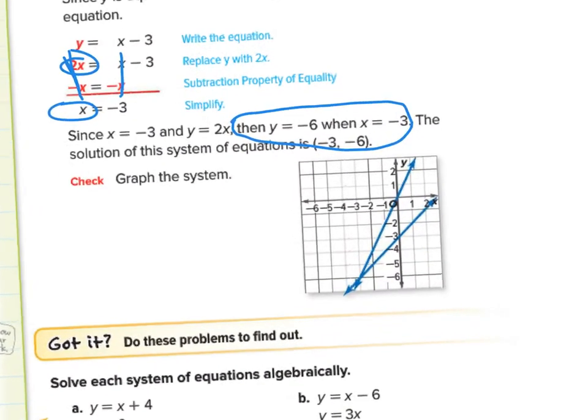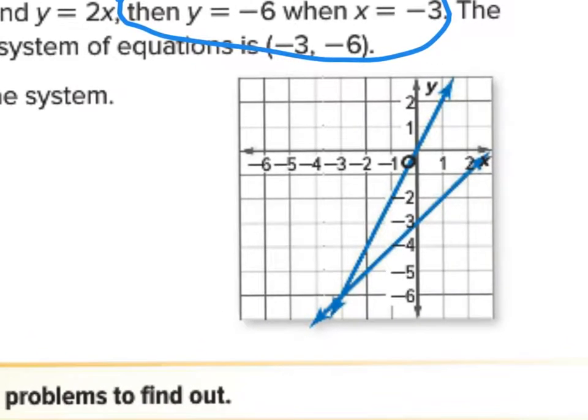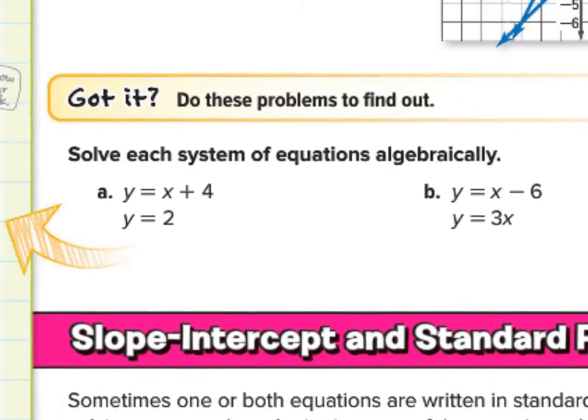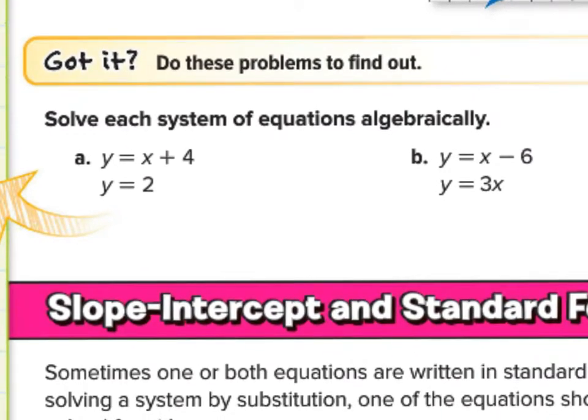And you can see where it's been graphed right there. You have x equals -3 and y equals -6. There we go. And that's the solution where the two lines intersect. Here we have the examples or the practice, for you to try. Go ahead and pause the video and try these two and then check your answers with me.